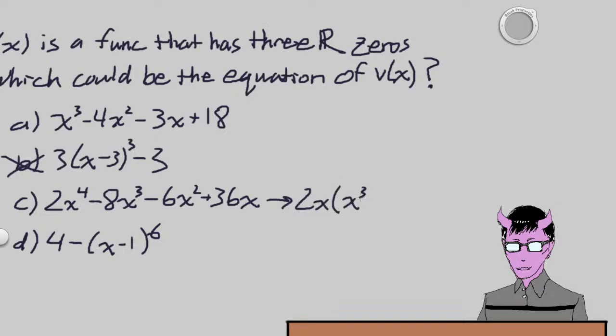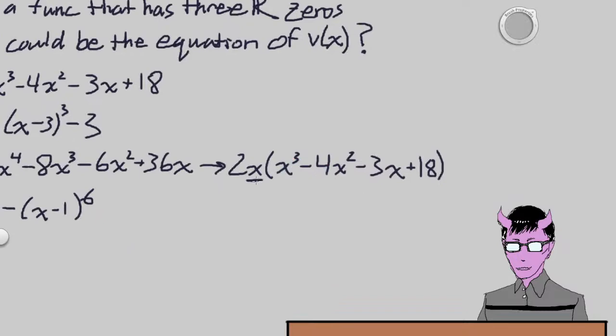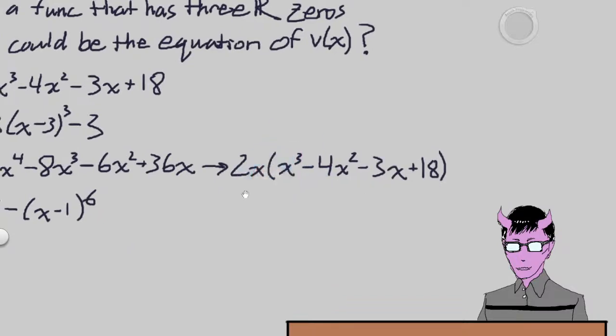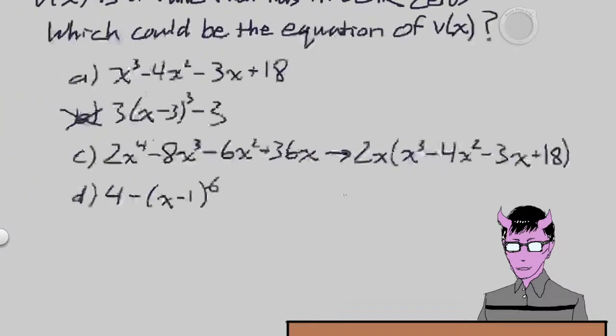So we're going to get x cubed minus 4x squared minus 3x plus 18. Okay, so we have 1 real solution here and then 1 real solution in there, but there could be up to 2 more solutions. So this one, we're going to have to double check that.